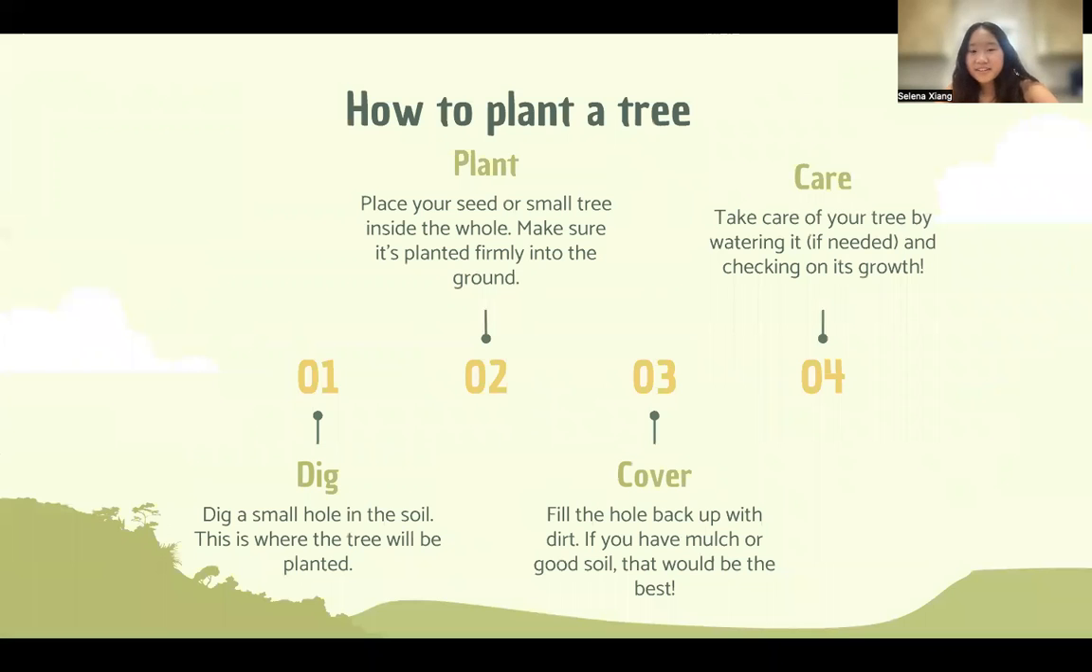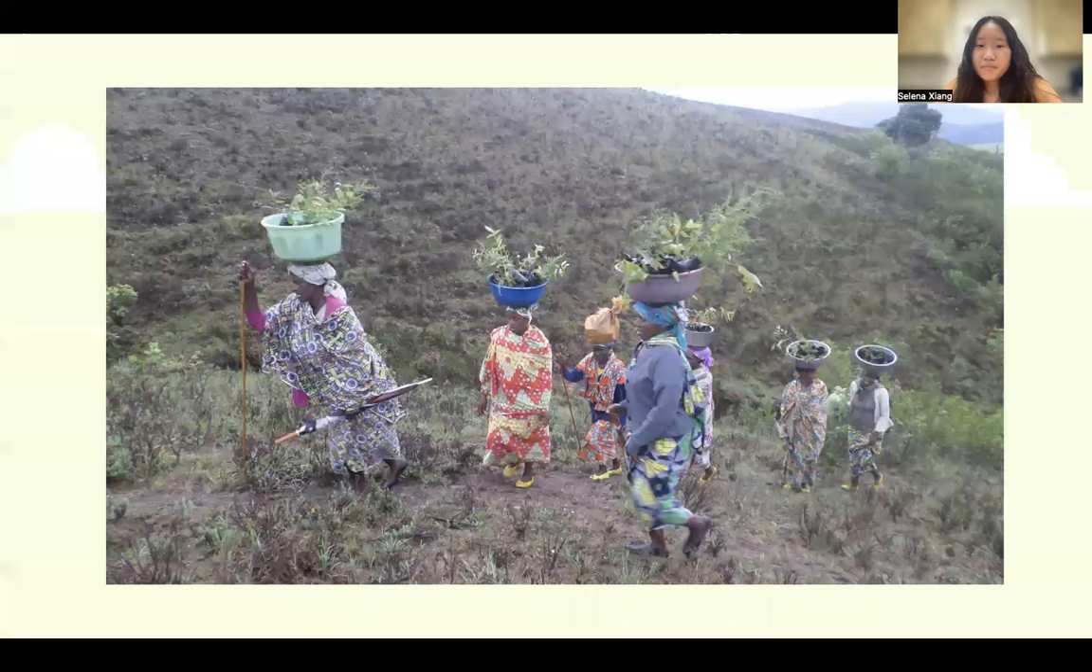So I have a little how to plant a tree here. It's pretty simple. There's 4 steps. So first, you start by digging a hole in the soil. Then you place your seed, or maybe already have a small tree and you can place that into the hole. And you want to make sure it's planted firmly into the ground. Then you're going to cover up that hole with soil, and then you're going to take care of it. So water it if it's needed, make sure it's getting its sunlight, and check on its growth.